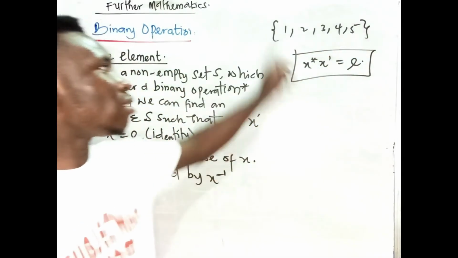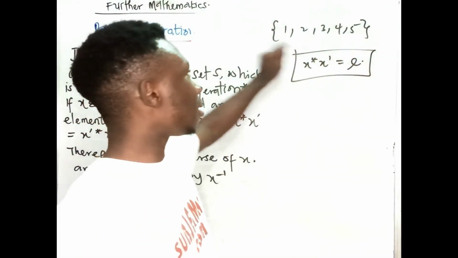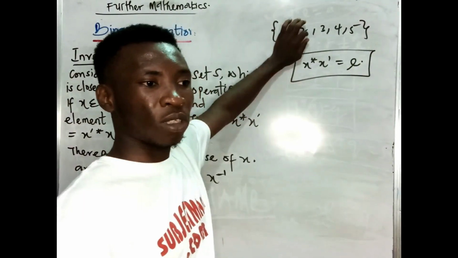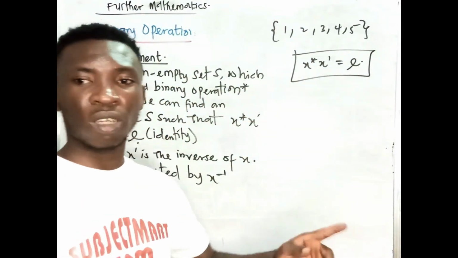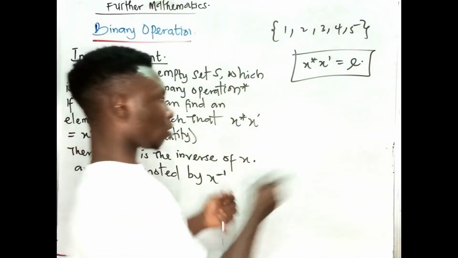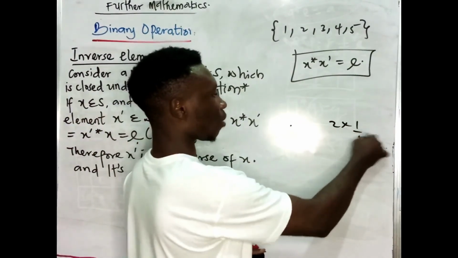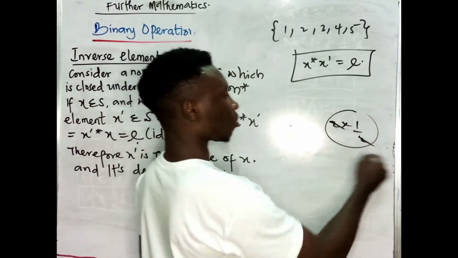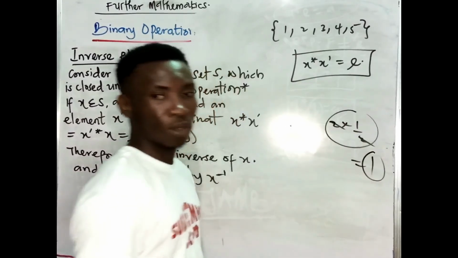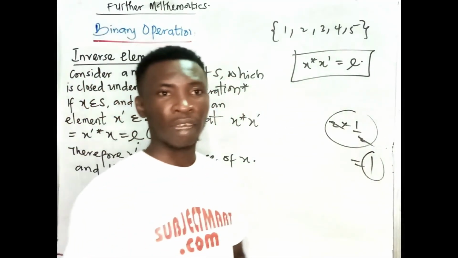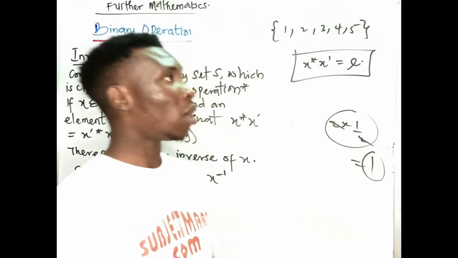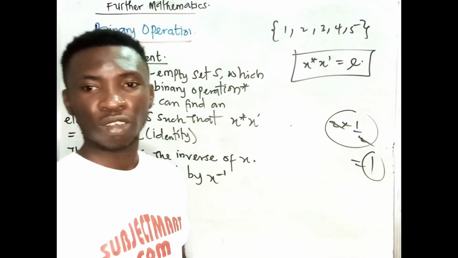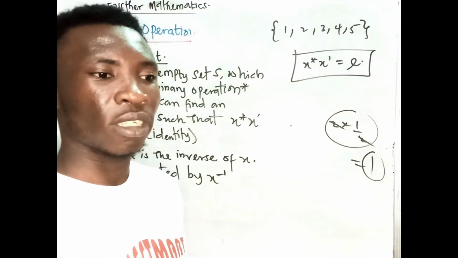Now, if this is under multiplication, the inverse of 2 under multiplication is equal to 1 over 2. That is why 2 times 1 over 2, which is the inverse, this cancels, is equal to 1. Don't forget what I told you earlier in class: identity under multiplication is 1. Identity under addition is 0.